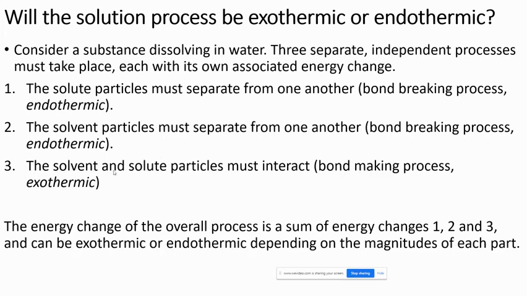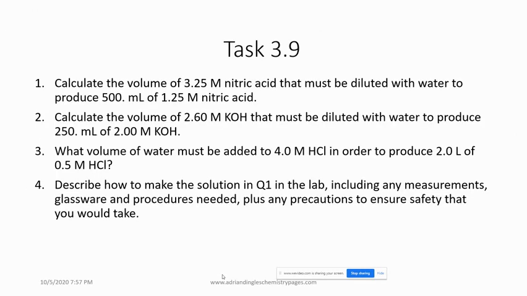And then the solute and the solvent have to interact. So now they're going to come together, and that's exothermic. So bonds breaking and bonds making. This is going to release energy. This is going to take energy. So the energy change is the overall process. It's the sum of those three things together, and that can be endothermic or exothermic. And we will learn about this, and we'll do math with it and everything as we move throughout the year.